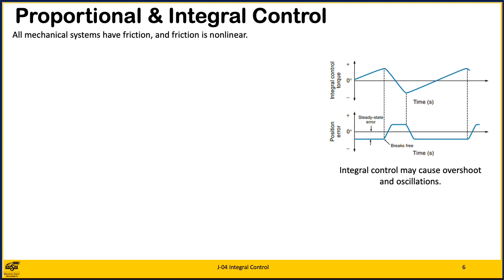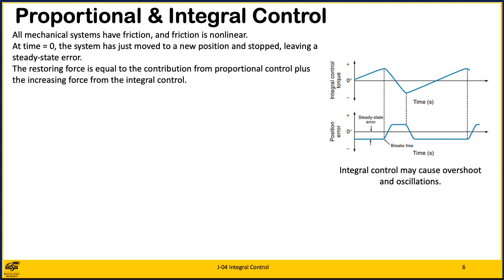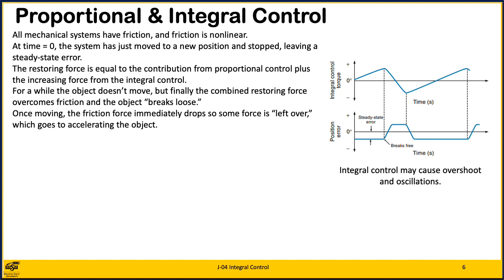At time equal to 0, the system has just moved to a new position and stopped, leaving a steady state error. The restoring force is equal to the contribution from the proportional control plus the increasing force from the integral control. For a while, the object doesn't move, but finally the combined restoring force overcomes friction and the object breaks loose. Once moving, the friction force immediately drops, so some force is left over, which goes to accelerating the object. This may cause it to overshoot and the whole process starts again from the other side.